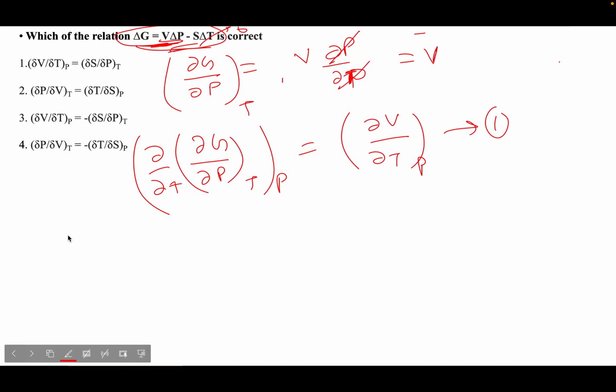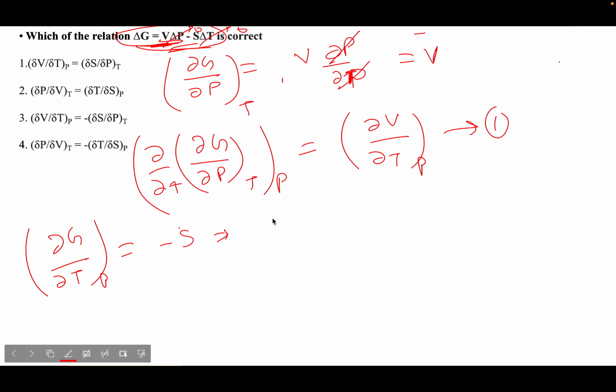Now if we differentiate the other way, like differentiate G with respect to T first at constant pressure P. At constant pressure this term will be 0, and if we are differentiating with respect to T, then it will become minus S.